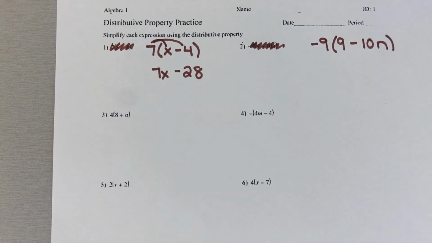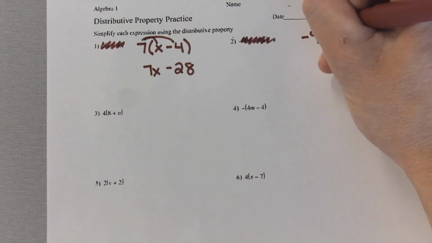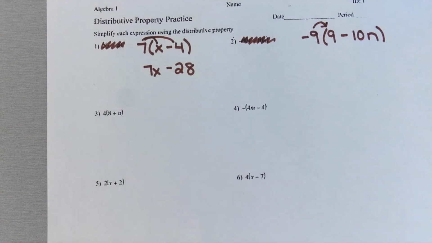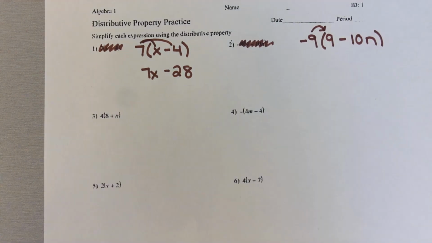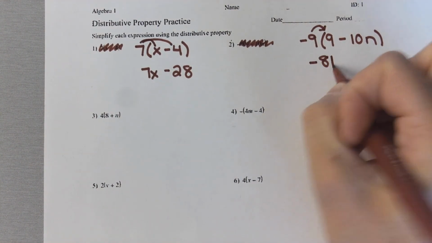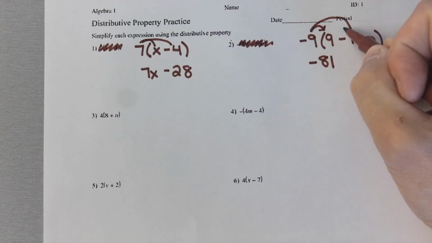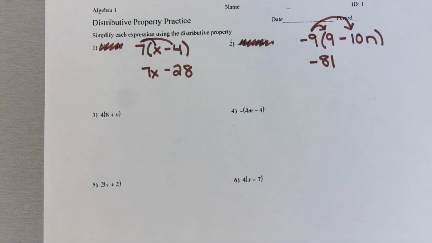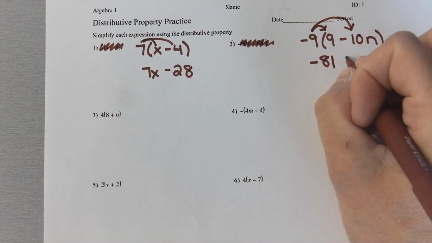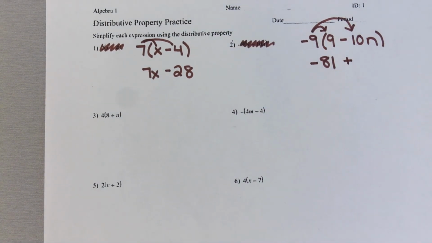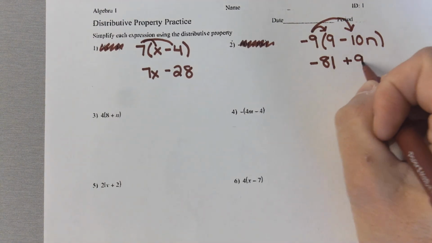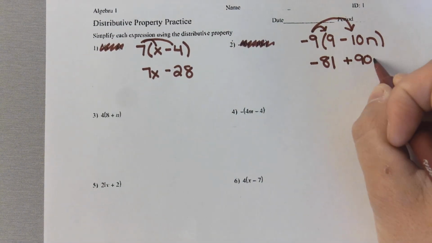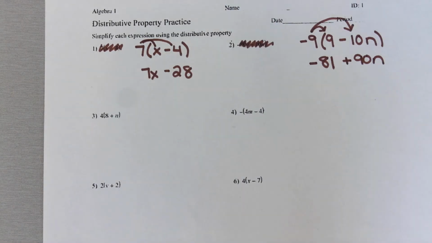So here we are at negative 9, and then we're distributing that in. Okay, so let's start with this one. Negative 9 times positive 9. Negative 81. Be careful with your signs. Negative 9 times negative 10n. I heard somebody say positive. I love that. 90. And then what do I still need next to it? N. Perfect.